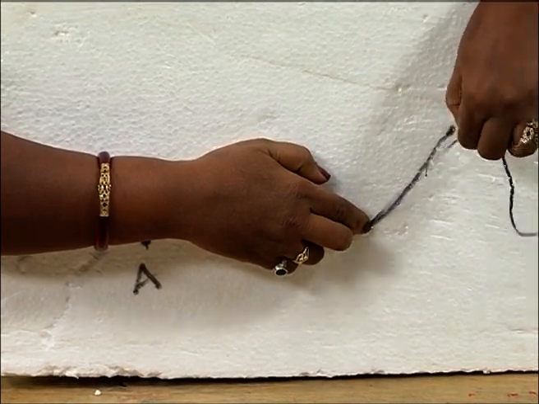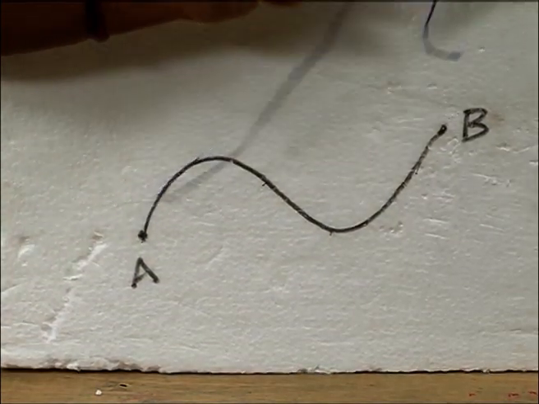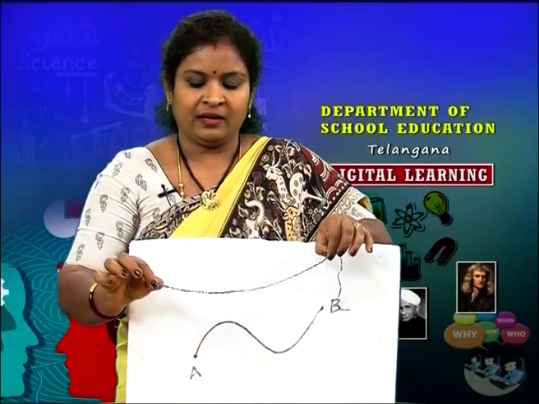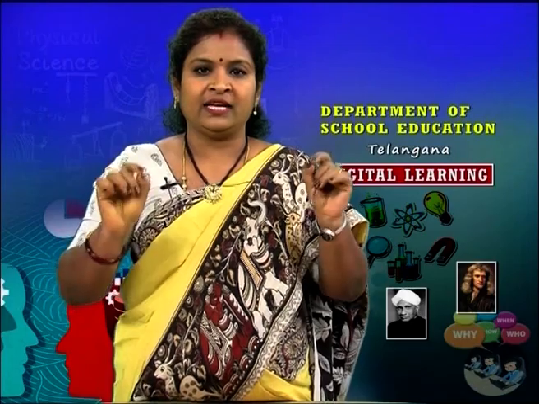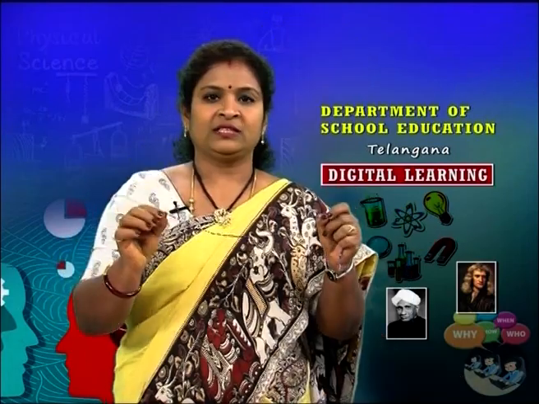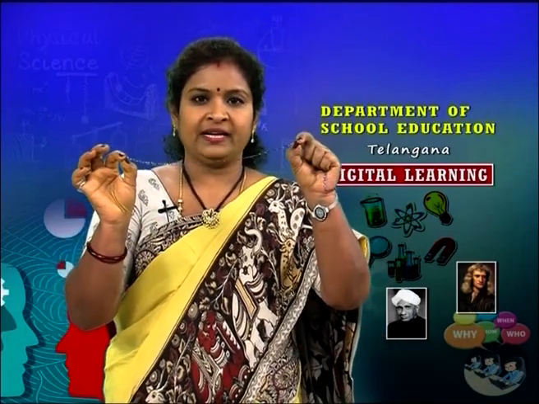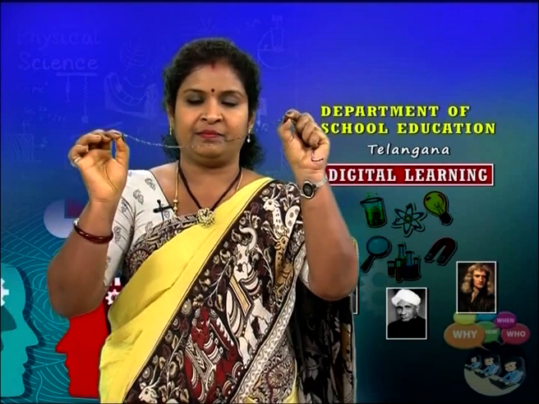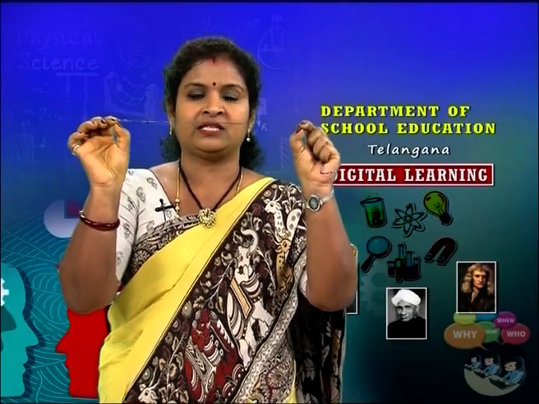So the end of this thread is touching the point B and this end was touching the point A. Okay, now let us measure the length of this thread. So now we have two ends. This end had touched the point A and this end has touched the point B. Now we have to measure the length of this thread.